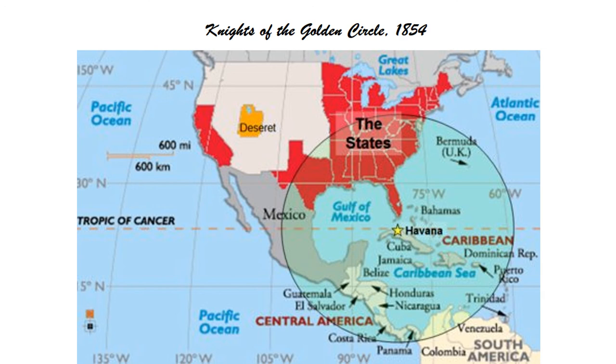And there you can see what that is. It's essentially the Caribbean and the Gulf of Mexico and everything that touches it. So a good chunk of Mexico, Central America, all the islands of the Caribbean, as many as possible, they wanted to annex to the United States.